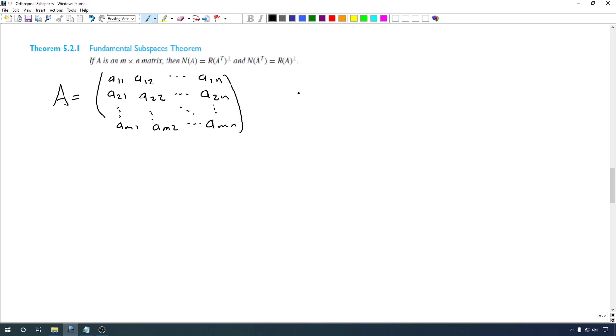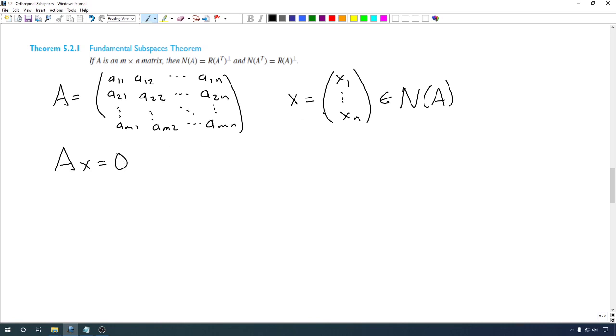And we'll say that we have some vector x. Specifically, we want this vector x to be in the null space of A. If we do that, then what is A times x? Well, A times x is supposed to be 0, because x is in the null space of A. But if we actually write this out, remember this 0 is actually the 0 vector.